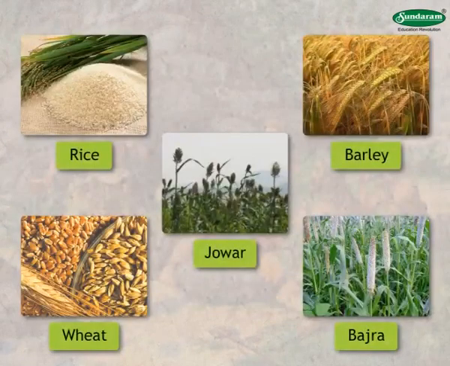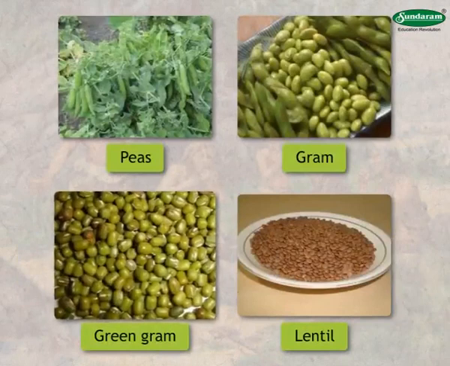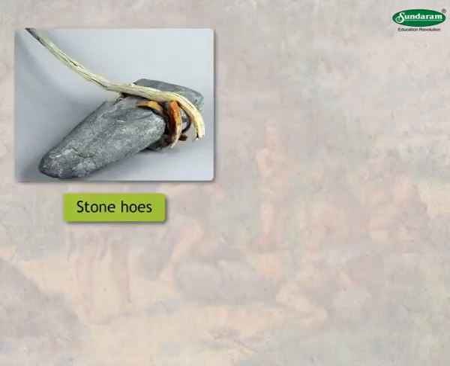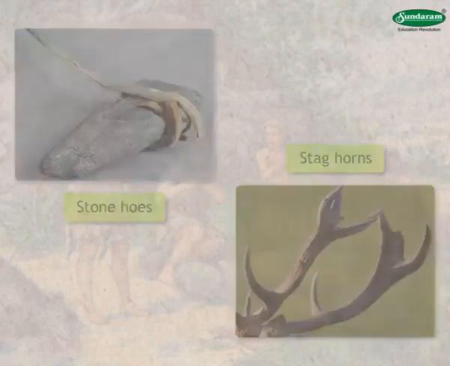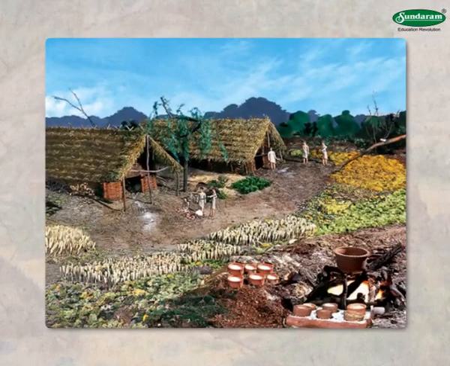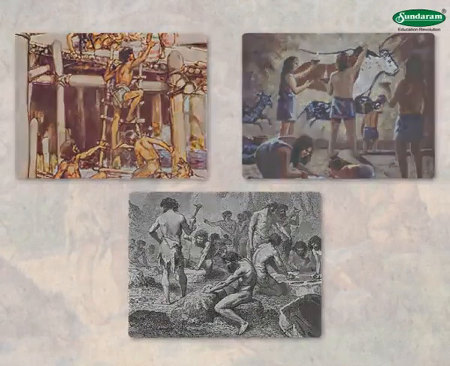Man cultivated cereals like rice, barley, wheat, bajra, and jowar. He also cultivated legumes like peas, gram, green gram, lentil, etc. He used stone or wooden hoes or stag horns to plough the land. Thus, man, who was a food gatherer, became a producer of food. That is why human life became stable in the Neolithic Age.